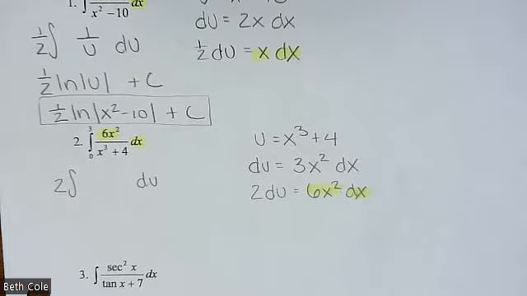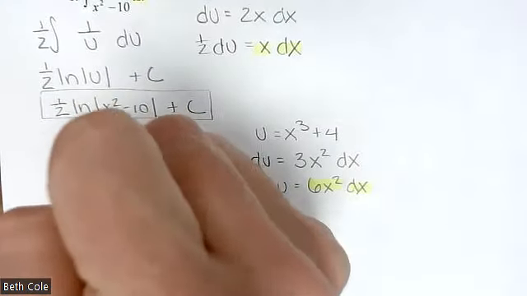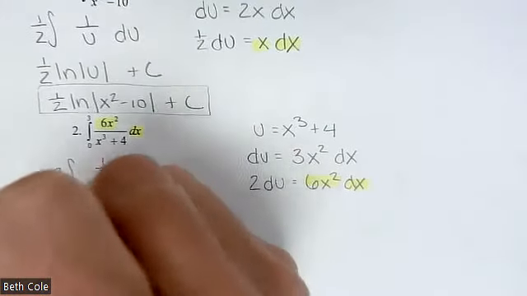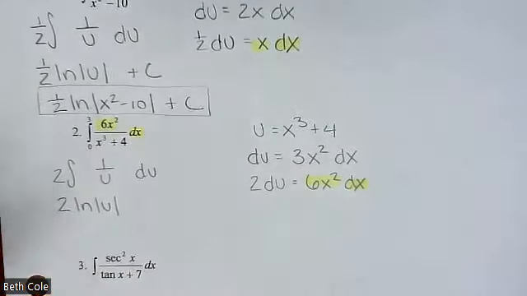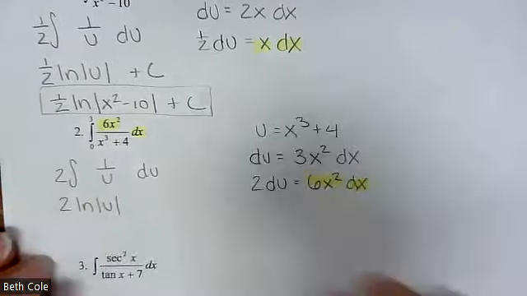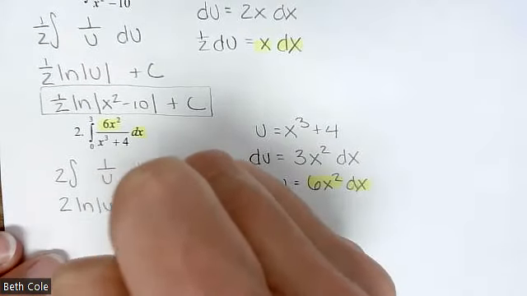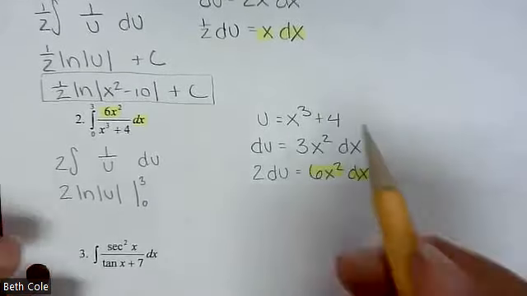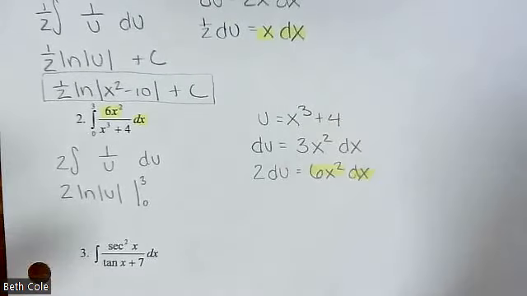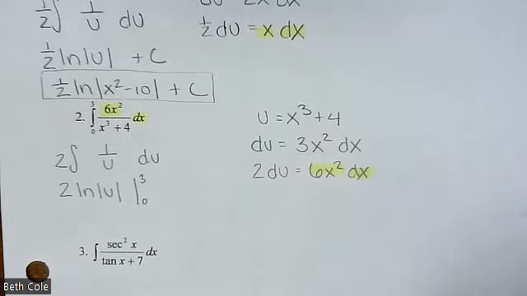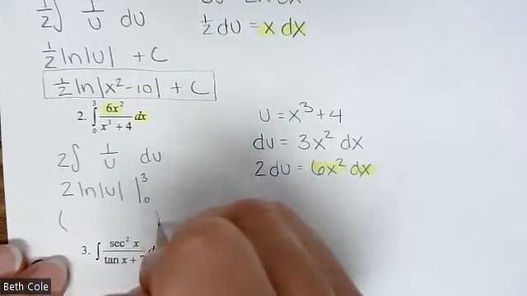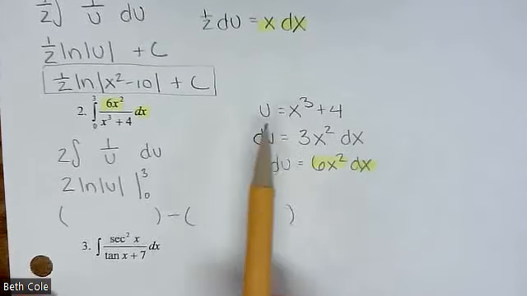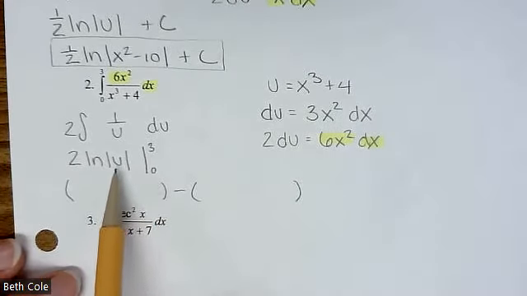What's still there? 1/u. And so it's going to be 2 ln u. Don't put plus c. Instead, it's such that 0 to 3. And again, you don't plug this stuff back in. That's the trade-off. You don't have to do that step. You have to do upper minus lower, but you don't have to plug that statement back in for u. So we're going to do upper minus lower.